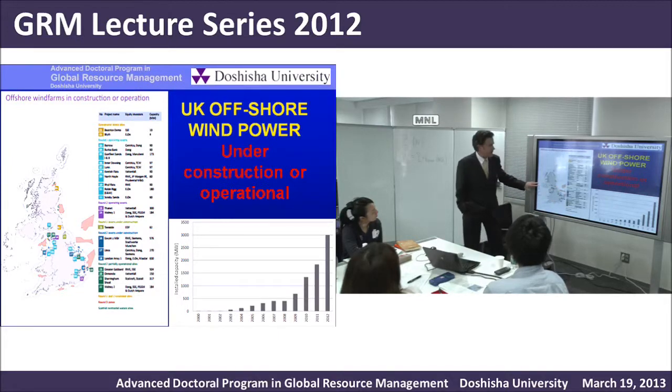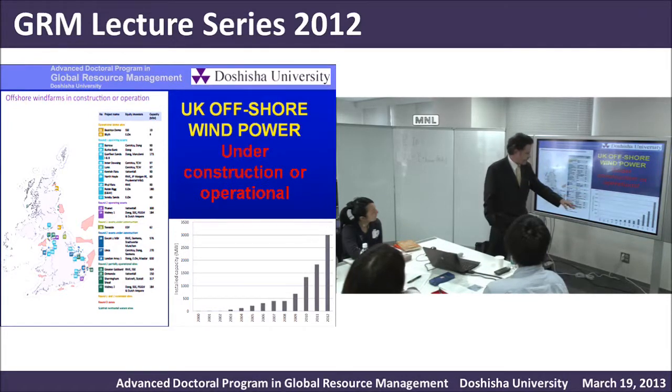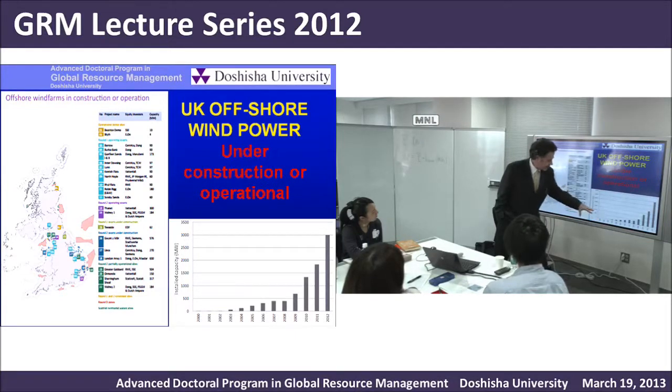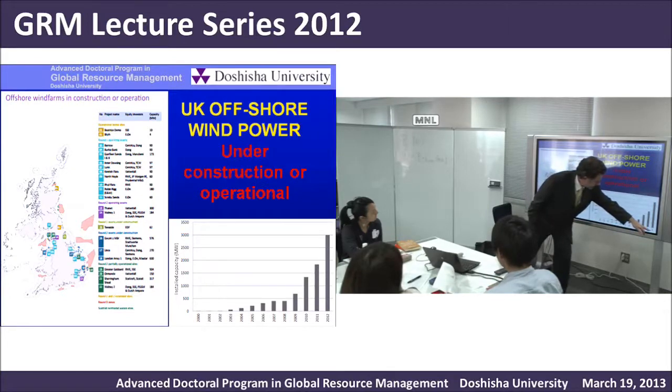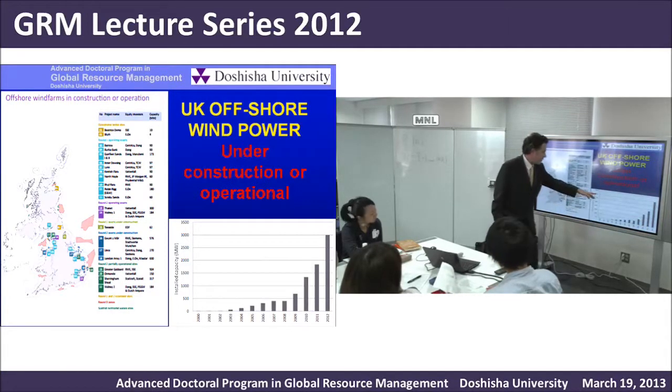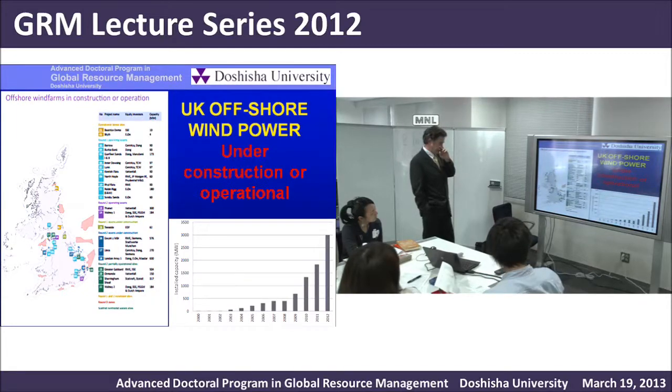So these have been built. Installed capacity, nothing in 2000. So much later in terms of starting. From 2003 to 2012, we've already got 3 gigawatts, the latest figures.